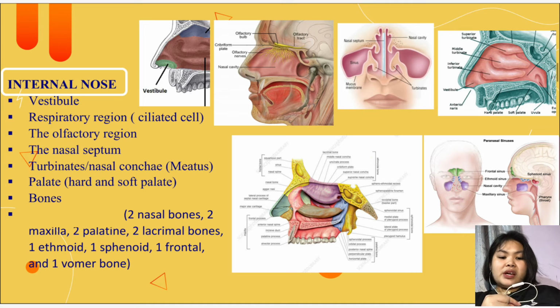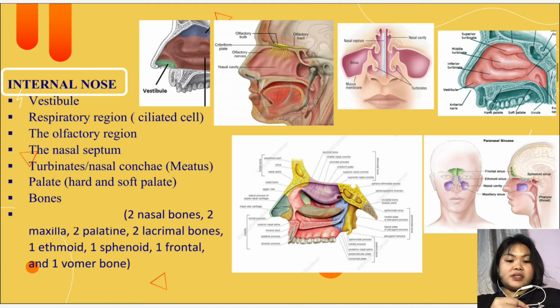The bones. There are 12 cranial bones in total that contribute to the nasal cavity structure, which include the paired nasal, maxilla, palatine, and lacrimal bones, as well as the unpaired ethmoid, sphenoid, frontal, and vomer bones.